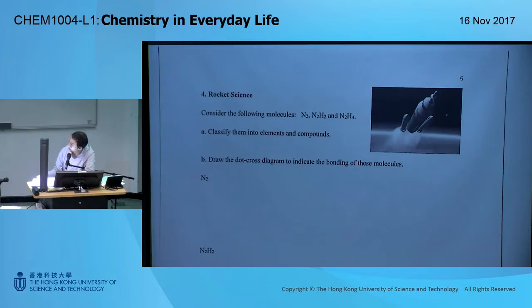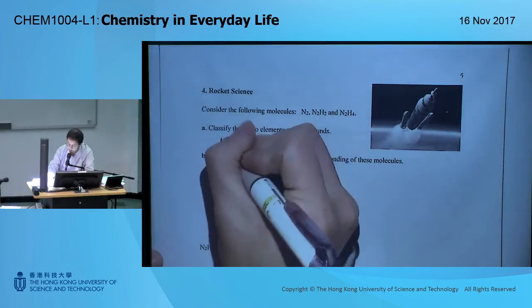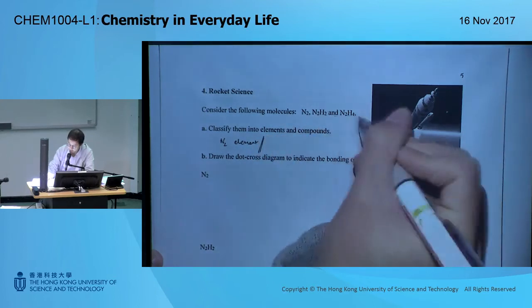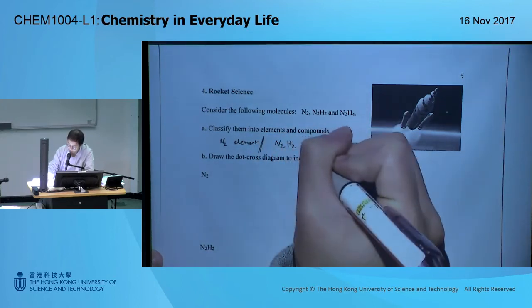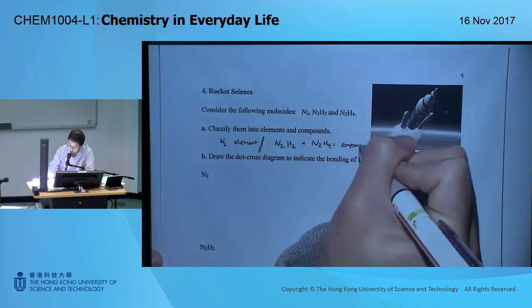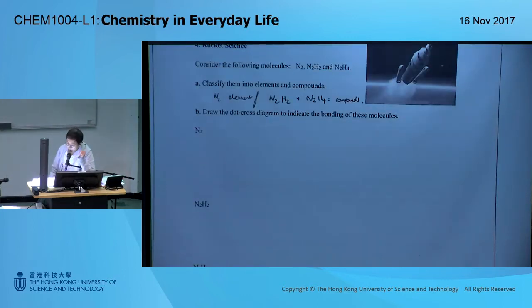Okay, we're doing well. So, rocket science. We have to consider some molecules here of nitrogen. We have to classify them into elements and compounds. That should be easy. Nitrogen is an element, and these two are compounds. Then we have to draw a dot cross diagram to indicate how these molecules bond together.